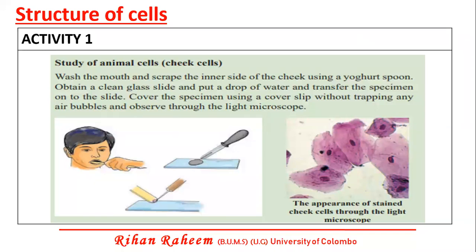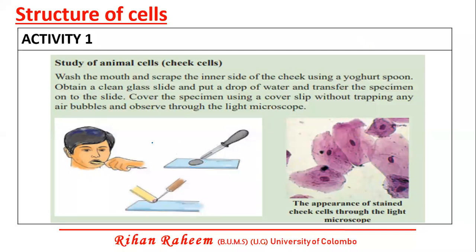After that, you can put them on a glass slide. This is the glass slide. You can put them on the glass slide, put a drop of water and put a cover slip. In school they will show you a cover slip, a small glass piece. You keep it on that and press it without trapping any air bubbles, and then keep this under the microscope and observe it. I think in grade 8 and 9 you all have studied how to use a microscope, so I don't need to explain those things.